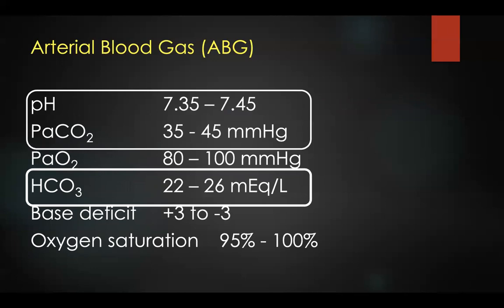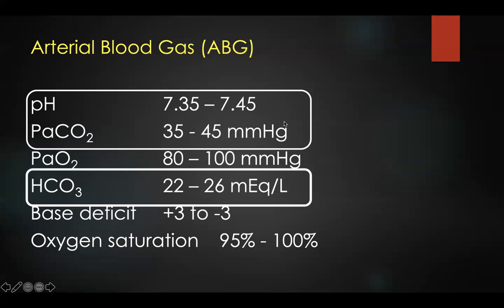So these are the usual values. The pH is 7.35 to 7.45. That is our range. The PaCO2, or the partial pressure of carbon dioxide, is 35 to 45. So how do you easily remember this one? It's just the same as the decimal values of the pH. The PaCO2 is 35 to 45 millimeters of mercury. The partial pressure of oxygen is around 80 to 100 millimeters of mercury. The bicarbonate level is 22 to 26 milliequivalents per liter. The base deficit is positive 3 to negative 3. And the oxygen saturation is 95 to 100%.